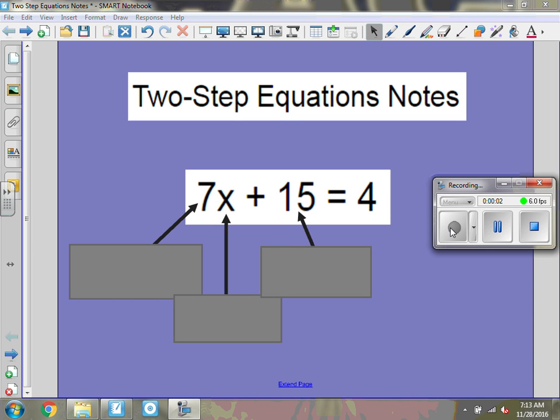Today we're going to be learning how to solve two-step equations with our note sheet. First we're going to talk about the different parts of an equation. On your notes you have 7x plus 15 equals 4. We know that this is an equation and not an expression because it has that equal sign. But there's also names for all of those different parts in the equation.